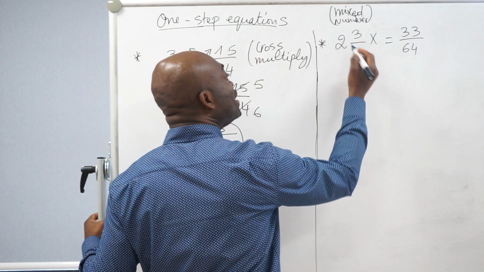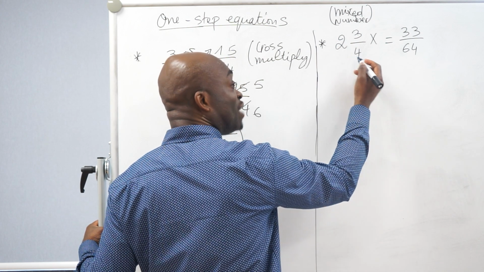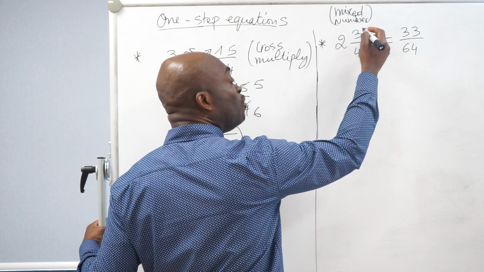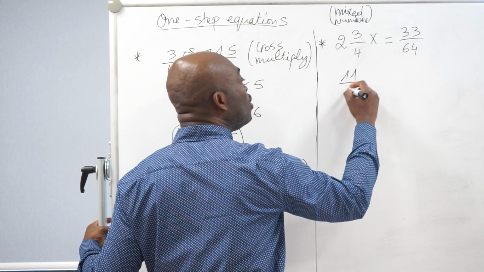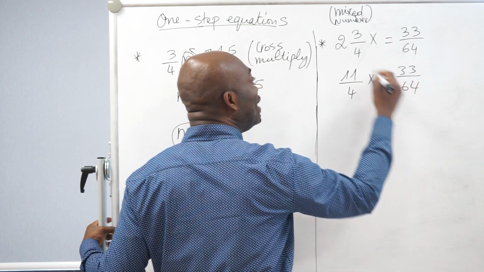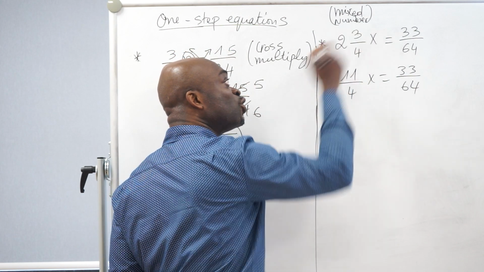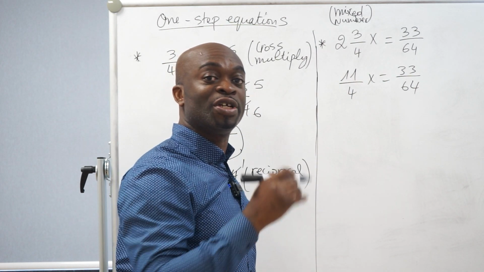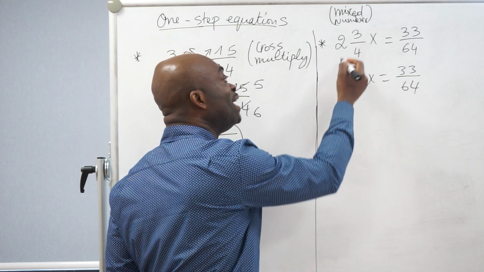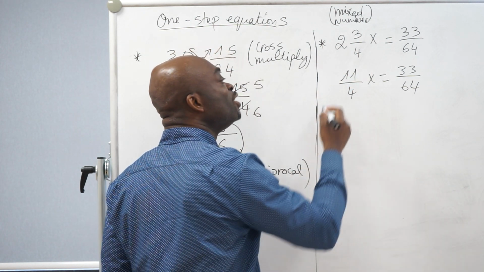So how do we change it? We multiply 2 by 4, which is 8, and then we add 3, which is 11. So this is 11 over 4 x equals 33 over 64. Again, you do 2 times 4, which is 8, and then you add the answer to the numerator, which is 3. So it's 8 plus 3, which is 11. And you keep the bottom expression, the denominator, which is 4.